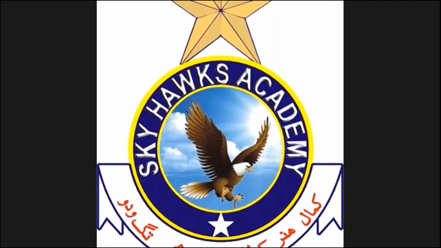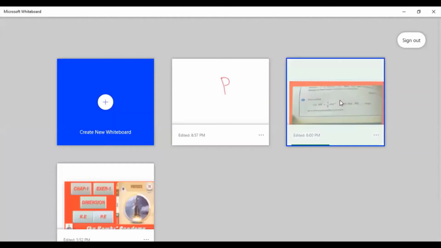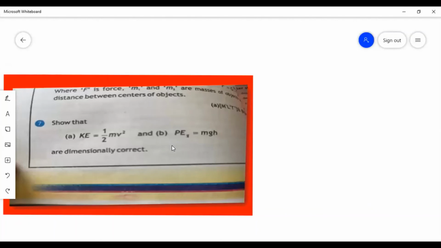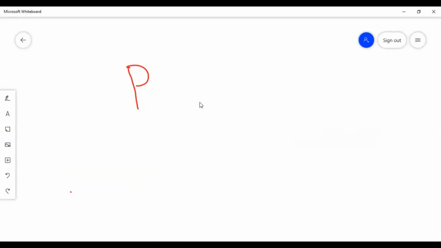So this was my board. Now let me check it, this was the problem. This was the screenshot. We are just going to solve the second part, the B part, potential energy, where small g is representing gravitational potential energy, that is mgh. So for that we are writing in this way. This was that potential energy. I'm sure that now my whiteboard is visible to you. Yes.